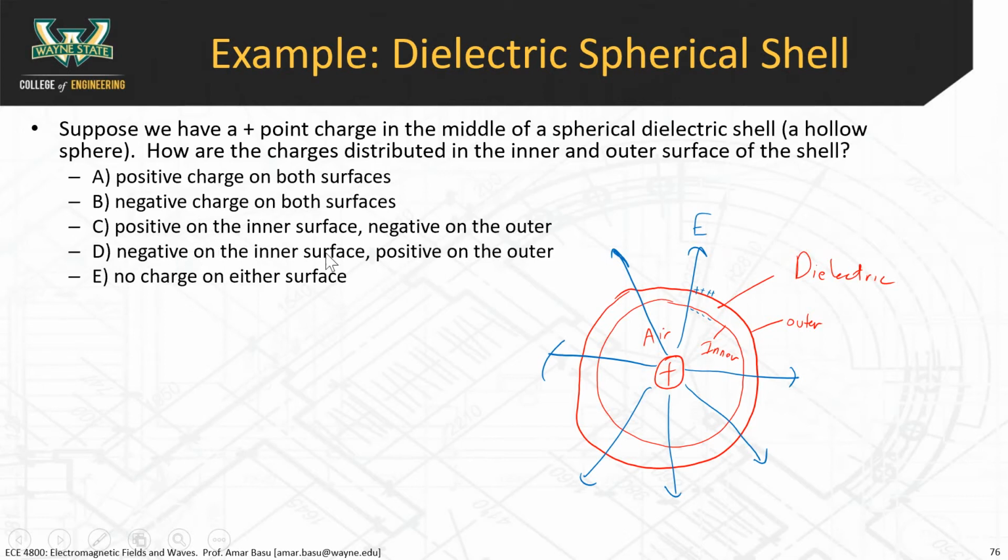Part C is incorrect because it's the opposite of what we're looking for. And E, no charge on either surface. This is not true for a dielectric material. If you take a dielectric material and you put it in an electric field, that polarization effect will always result in a surface charge. That's the thing that identifies a dielectric material.